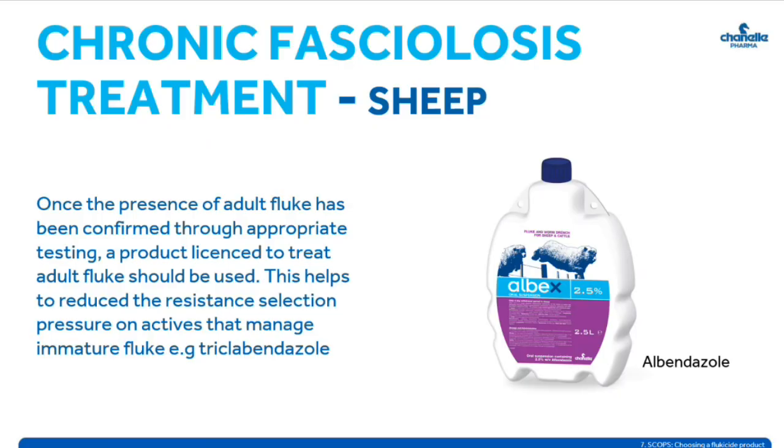And when we're dealing with adult fluke, what we don't want to do is select a product that can manage all life stages of fluke, such as triclabendazole. Again, minimizing the use of product helps to extend the lifespan of that active by reducing the resistance selection pressure. So choose a product which manages the adult life stage of the parasite. And as I say, in this case, it's albendazole. And Chanel has the product Albex, which can be used for this purpose.